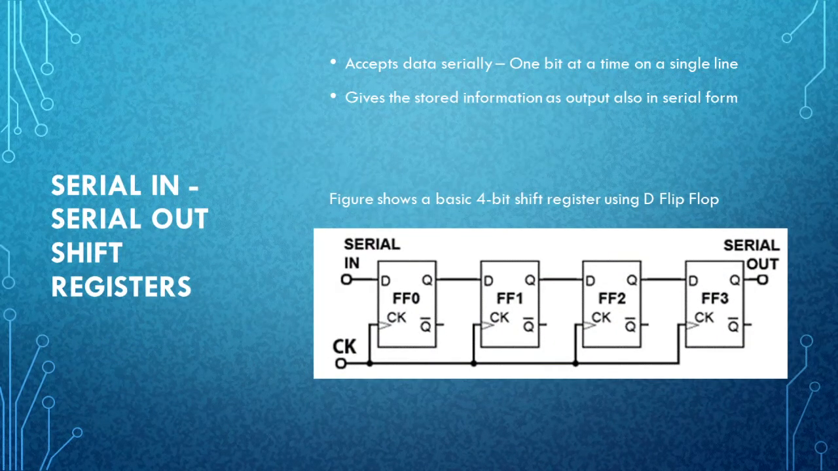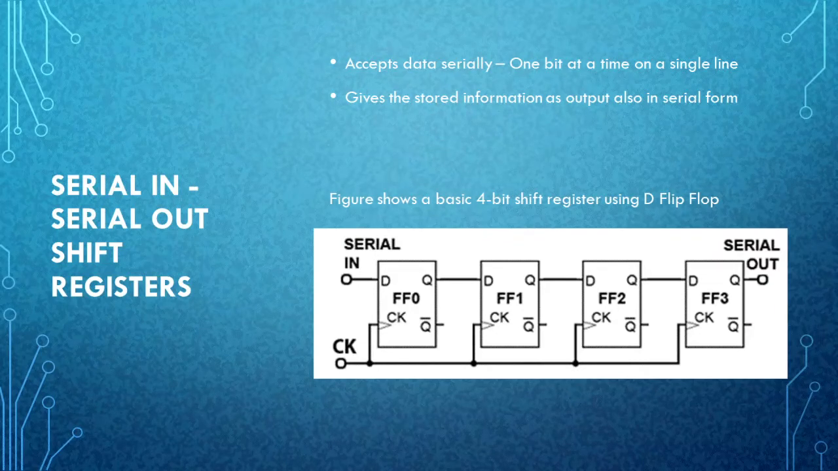Now let us talk about the serial in, serial out shift register in some detail. It accepts data serially, that is one bit at a time on a single line. First one bit is entered, then the next one, and the next one, and so on. Similarly, stored information as output is also taken in serial form, one bit at a time. The bit entered first in the register would be taken out first as output from the register.